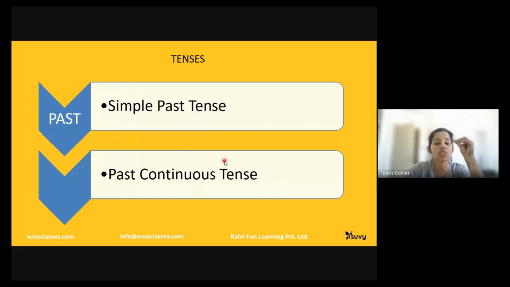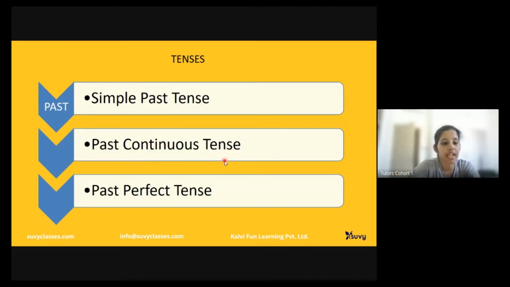So past continuous tense is something where you are talking about an action that was continuous in the past. For example, she was asking me for help. So this asking is what specifies that it was continuous, and was, as we know, is the past tense of is.